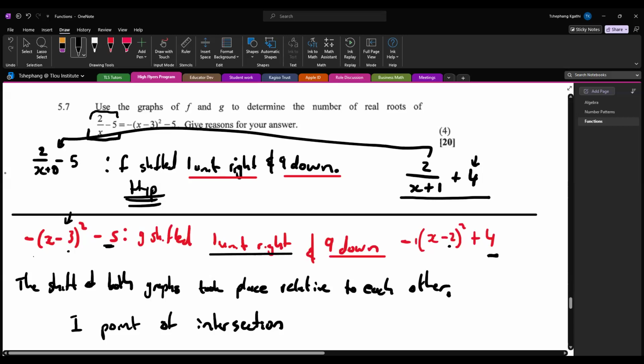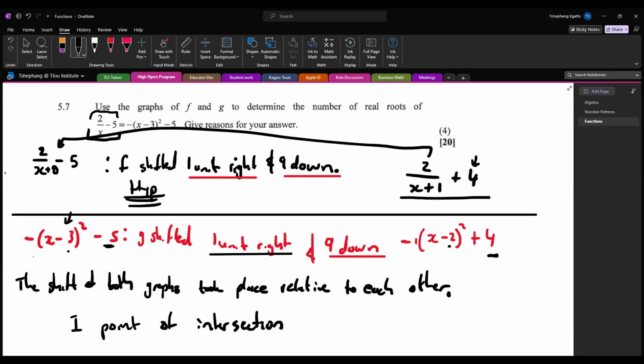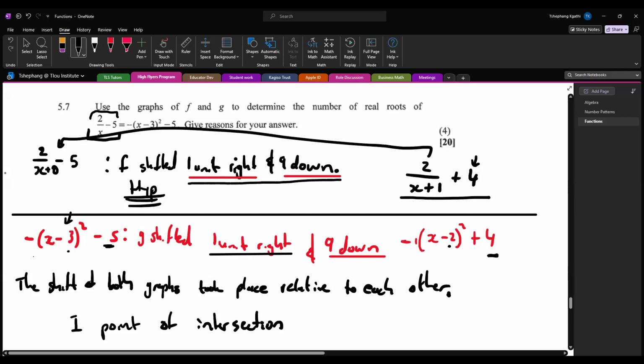Now let's look at the y's. 4 and -5 as well. I've shifted it by how many units down? 9 units down, because that's the difference between 4 and -5. Now, this is very important. 1 unit right, 9 down for the hyperbola, and 1 unit right and 9 down for the parabola or the quadratic.